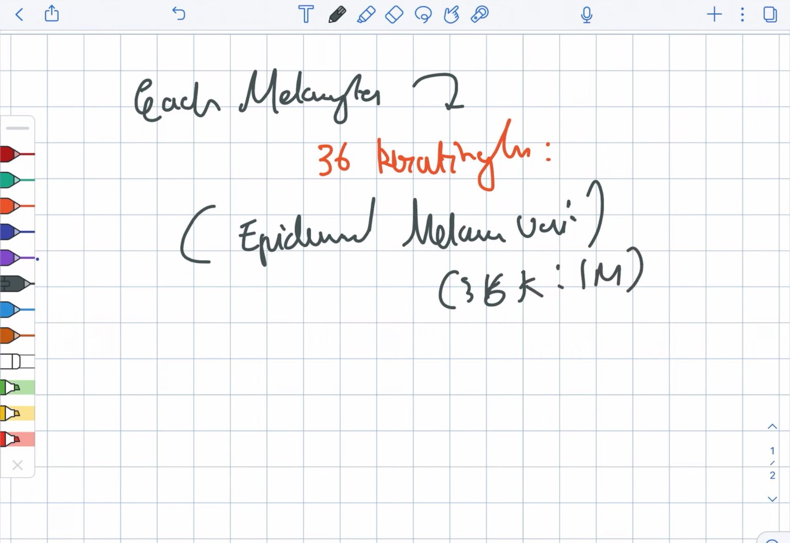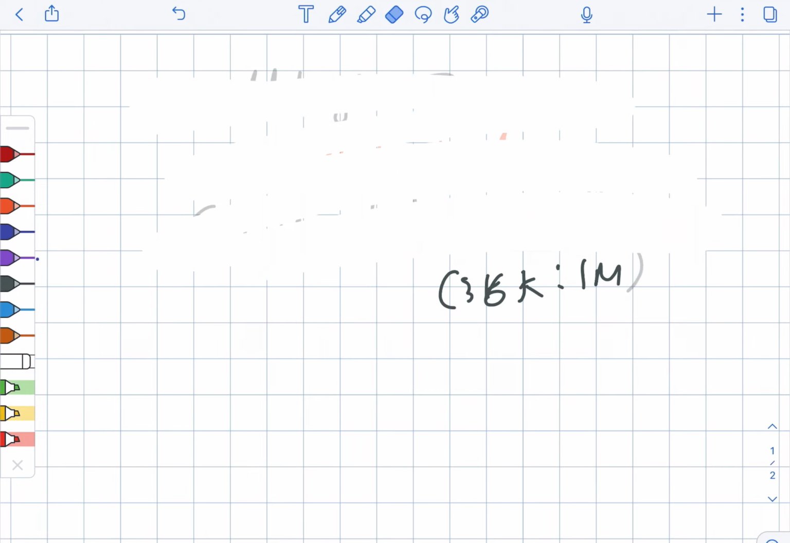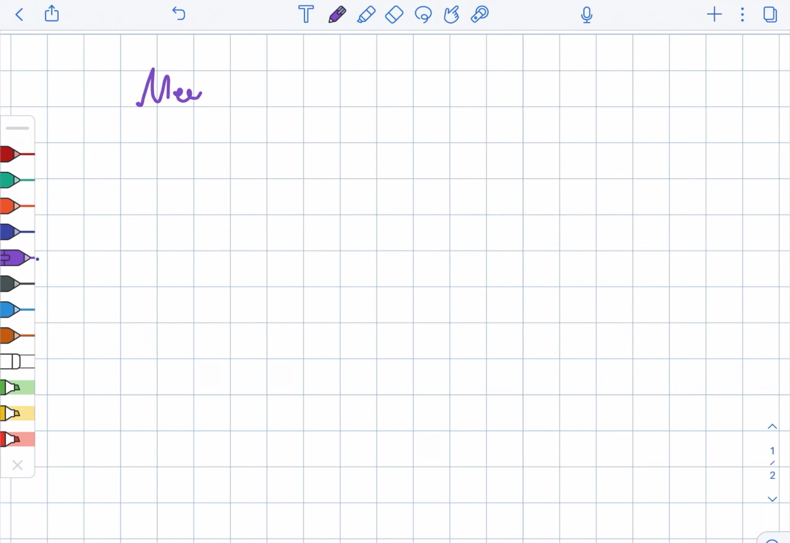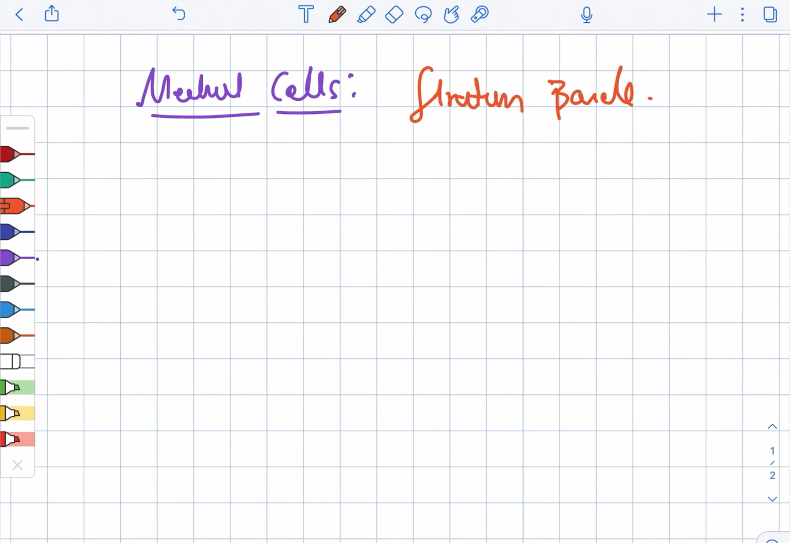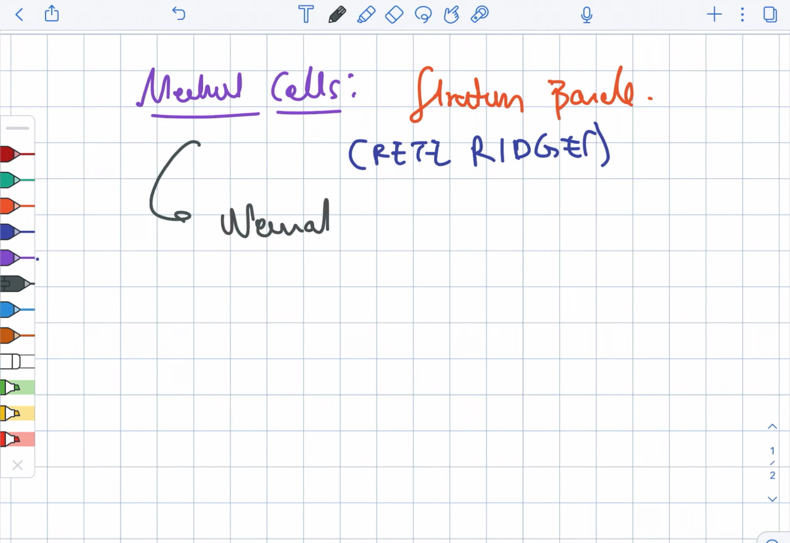Next we are looking at the Merkel cells. In terms of the Merkel cells, these are present in the stratum basale, that is the rete ridges, and the Merkel cells are derived from the neural crest cells as well as the ectoderm. And what we see, it differentiates in C2.